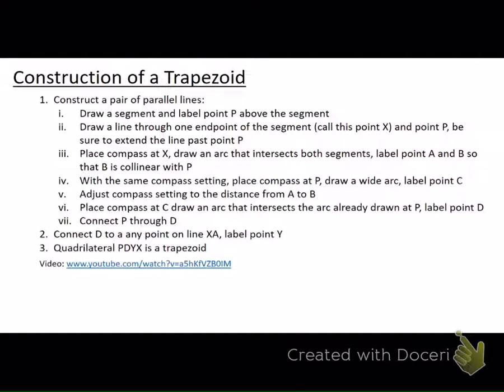And then you're going to place the compass at point C and draw an arc that intersects the other arc already. So I'm going to take this. Mine is not going to be parallel because my compass doesn't know to stay straight. And you are going to label that point D.